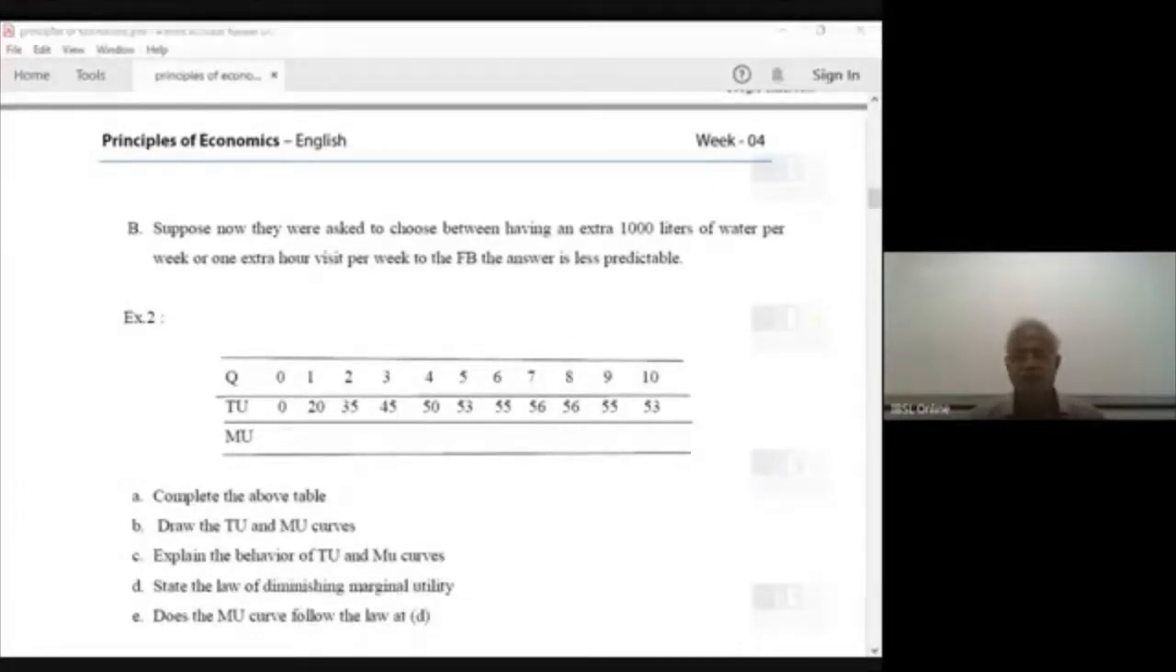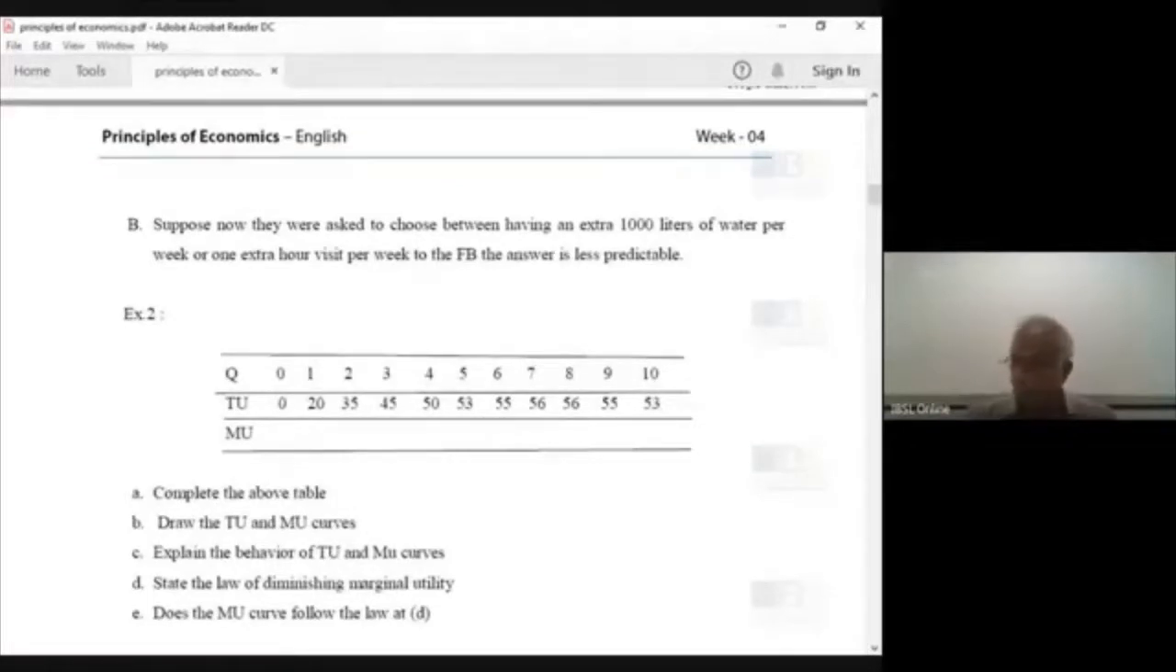Now I will go for this one. This thing, 1 to 2. For example, if I copy down this table: quantity 0, 0; 1, 10; 2, 35; 3, 45.